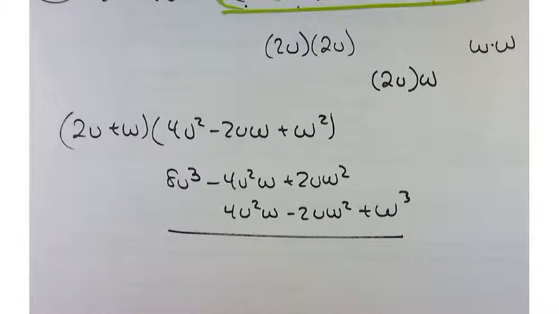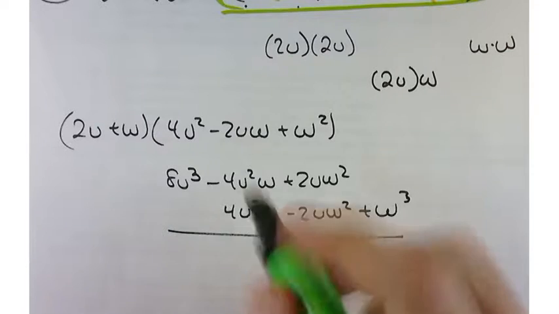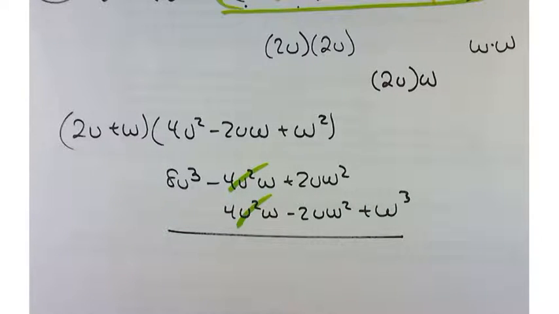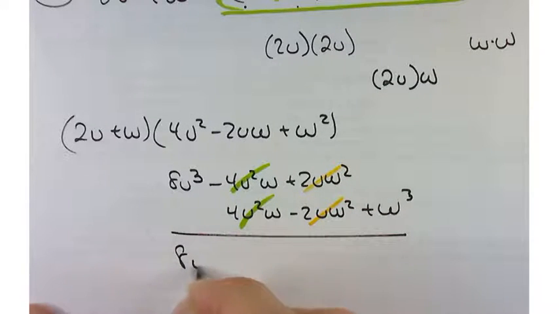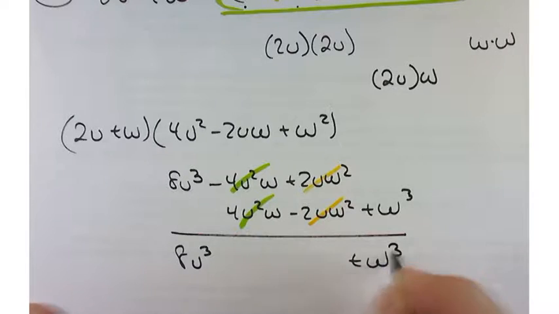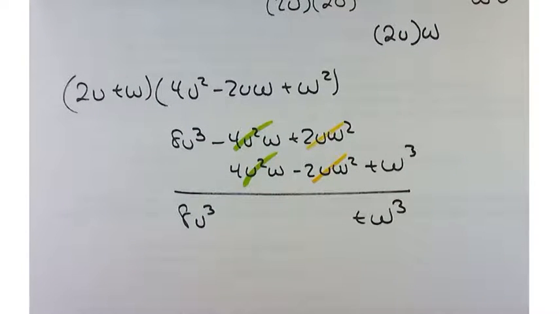What happens when I add these together? Those cancel and these cancel. So I'm left with 8u cubed plus w cubed. And that's it. It checks. That's exactly what we started out with. So it proves that our factorization was correct. Let's do some more here. Let's try problem number 36.